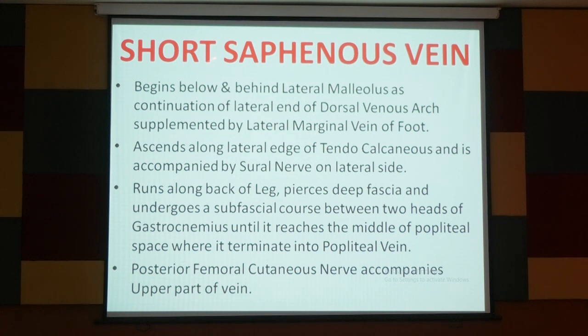It is there and ascends along lateral edge of tendocalcaneus and is accompanied by sural nerve on lateral side. Now tendoachilles, you know, this part, tendoachilles, it is in the side, it comes from the dorsum of the foot. The arch is formed by the venous arches. From your toes, it comes both sides of each toe and then forms an arch and then goes.